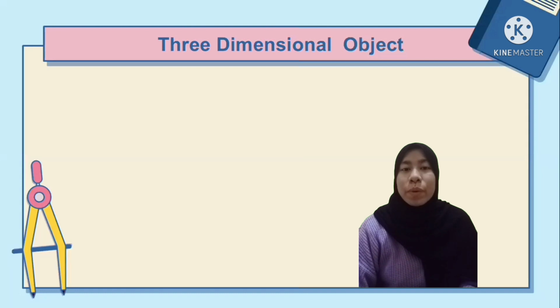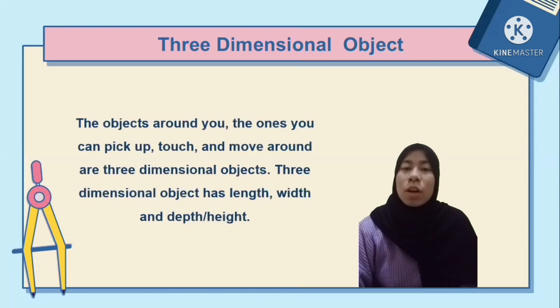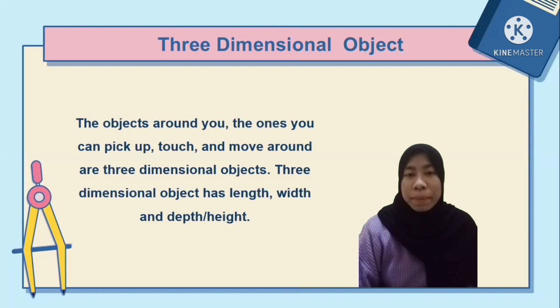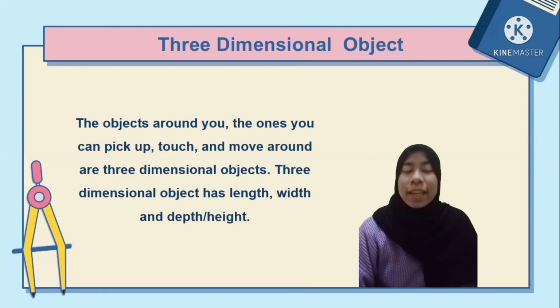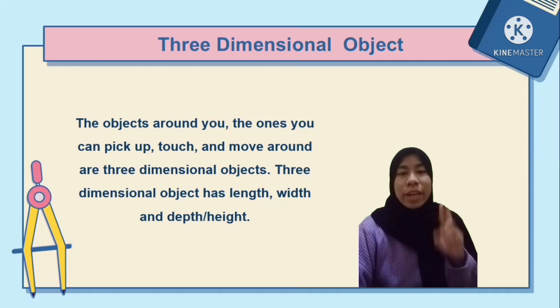In this video, we will explain about three-dimensional objects. Three-dimensional objects are the objects around you, the ones you can pick up, touch and move around. Three-dimensional objects have length, width and depth or height. Okay, let's get into our first discussion about cube, cuboid, and cone.